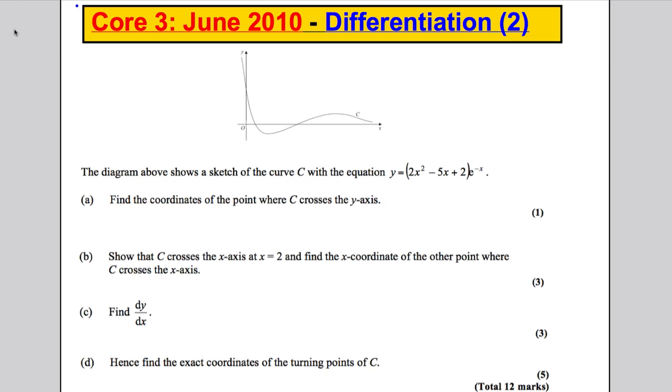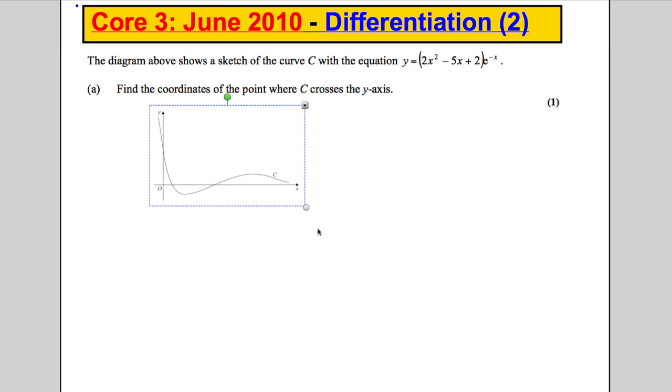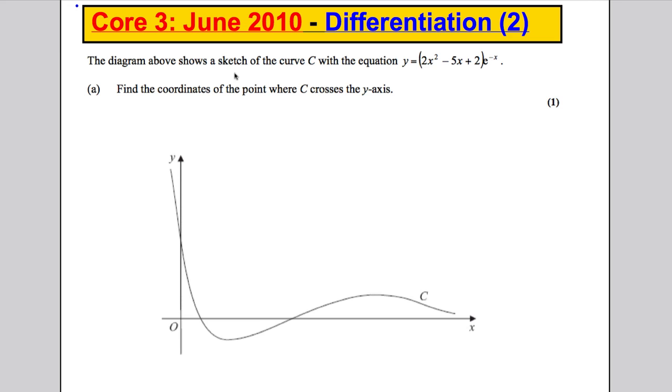Okay, next question. June 2010, pause the video, have a go. Okay, that diagram there is a sketch of the curve C, and it's got this equation, y is (2x squared minus 5x plus 2), all in brackets, multiplied by e to the negative x. Find the coordinates of the point where C crosses the y-axis. This is the coordinate you're looking for here, where it crosses the y-axis, and that's where x is equal to 0.